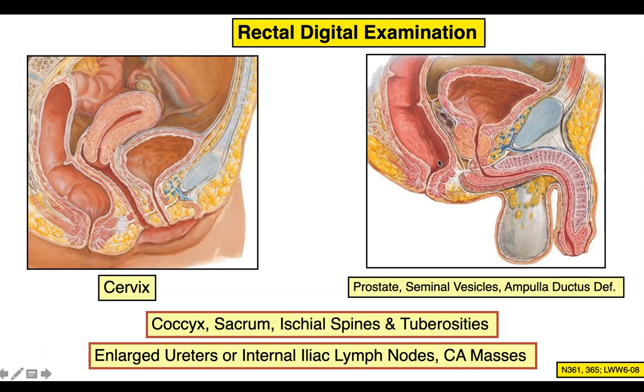A rectal digital examination is performed by the physician, and by rectal digital examination, we can palpate the prostate or any enlargement of the prostate. In the female, we can also palpate the cervix of the uterus, and also we can palpate any cancer masses or any enlarged lymph nodes through the rectal digital examination.